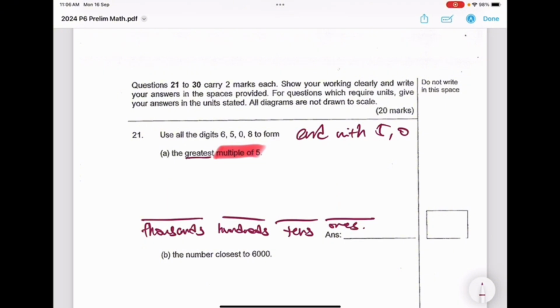So moving on from here, what I don't want to do is to put my 5 at the end of it. What I want to do is to put my 0, because my 5 can be used elsewhere. And what I want to do from here is to definitely put my biggest number in the thousands place first, which is 8, and the second biggest in the hundreds place, and lastly the third biggest in my tens place. And this is your answer for question 21, part A. 8,650.